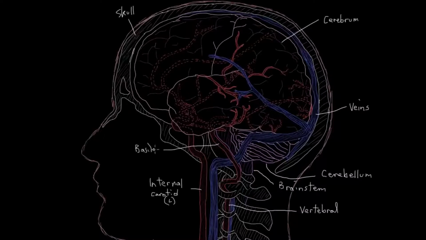Now it gets a little bit tricky here. This is the basilar artery. Here is the middle cerebral artery, I'll call it the MCA. Here we have the posterior cerebral artery, the PCA. And in front here we have the ACA, the anterior cerebral artery. And you can see the circle of Willis forming right here.